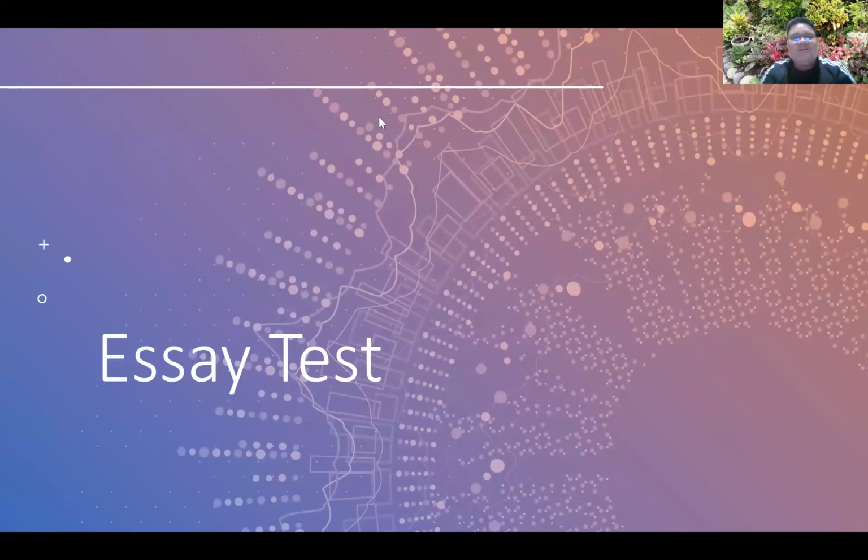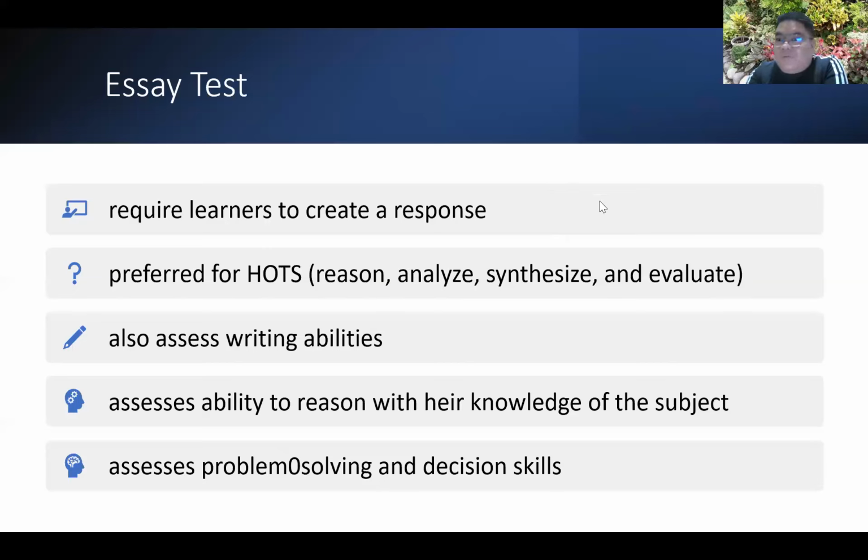So class, whenever you're giving essay test, essay is a very good way for us to assess the learning of our students. But we need to ascertain that we are giving the same commitment when we are checking the essays of our students. Okay? So, pag-usapan natin yung essay. Ano yung essay? It requires learners to create a response. It is preferred for your higher order thinking, such as reasoning, analyzing, synthesis, and evaluation. It also assesses the writing abilities of your student.